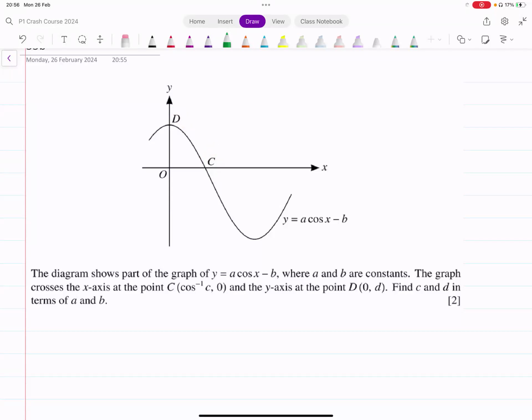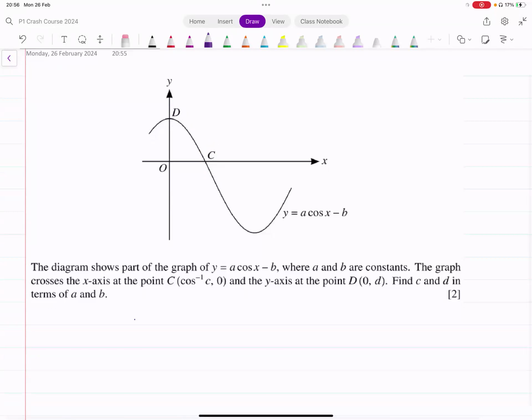Okay, so we know the equation of the graph, y equals a cos x minus b. That's the equation of this graph. It says it crosses the x-axis at this point, that means it's the x-intercept. And the y-axis at 0D, that's this point, the y-intercept. So we have the x and y-intercepts given. All we have to do is find the values of C and D in terms of A and B.